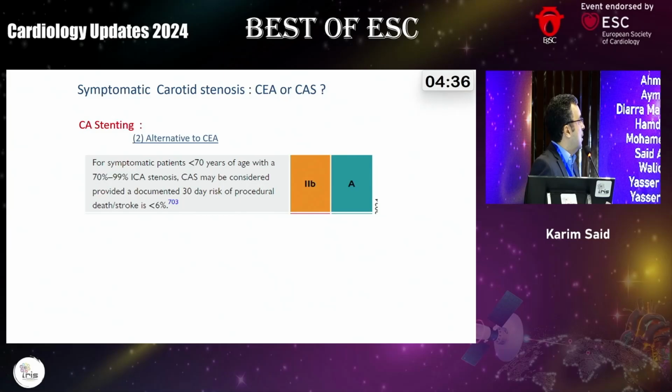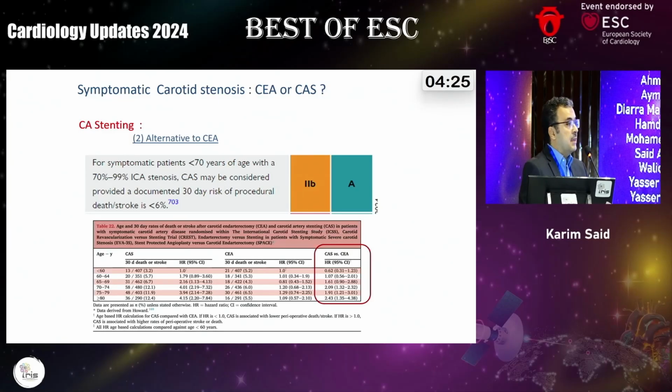for stenting. And of course, some advocate to use stenting as an alternative to carotid endarterectomy, and this is given class 2B with level of evidence A, based upon 3 trials. However, this should be age dependent. Only below the age of 70, we can go for stenting. Above the age of 70, carotid endarterectomy is the standard, and the benefit is not this high.